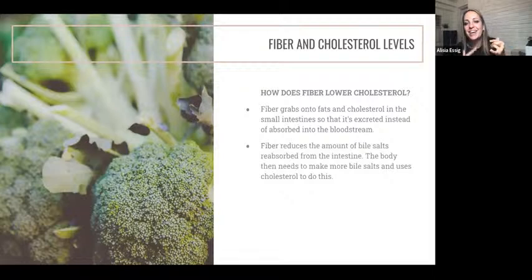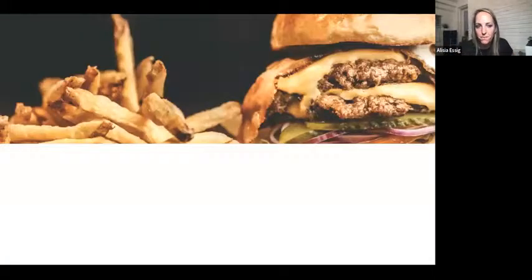You need to be regular. Fiber also is going to help reduce the amount of bile salts that are reabsorbed in the intestine. Your body, in order to make bile, needs cholesterol. So as you're going number two more often, your body's going to be using more cholesterol to make the bile, and therefore it's going to help to lower your cholesterol levels as well.